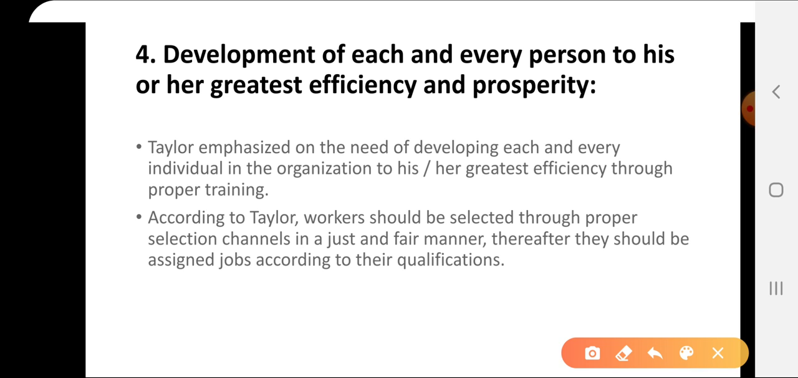Taylor has also suggested that selection process of employees should be done scientifically. Moreover, workers should be assigned work according to their mental and intellectual capability. Now, this will ensure their greatest efficiency and prosperity of both company and workers. Therefore, it is written here that workers should be selected through proper selection channel in just and fair manner. Thereafter, they should be assigned jobs according to their qualifications.